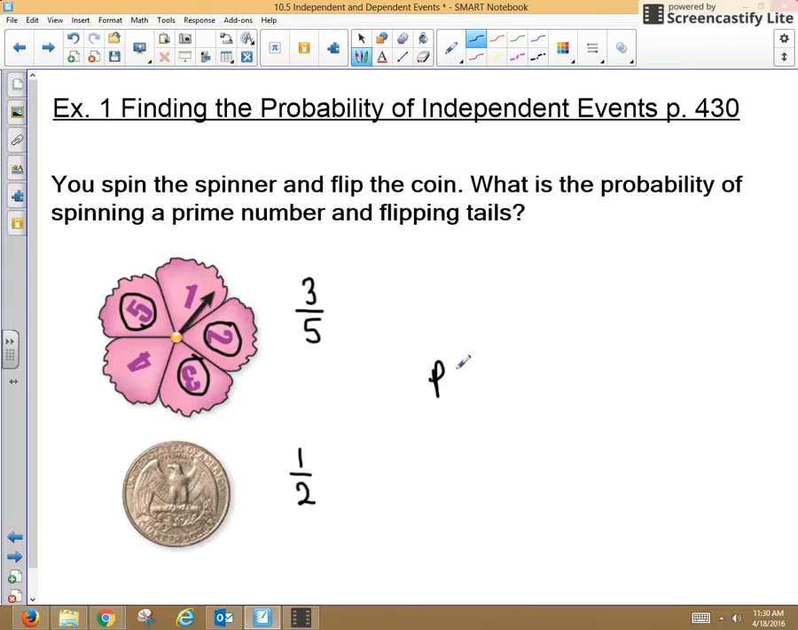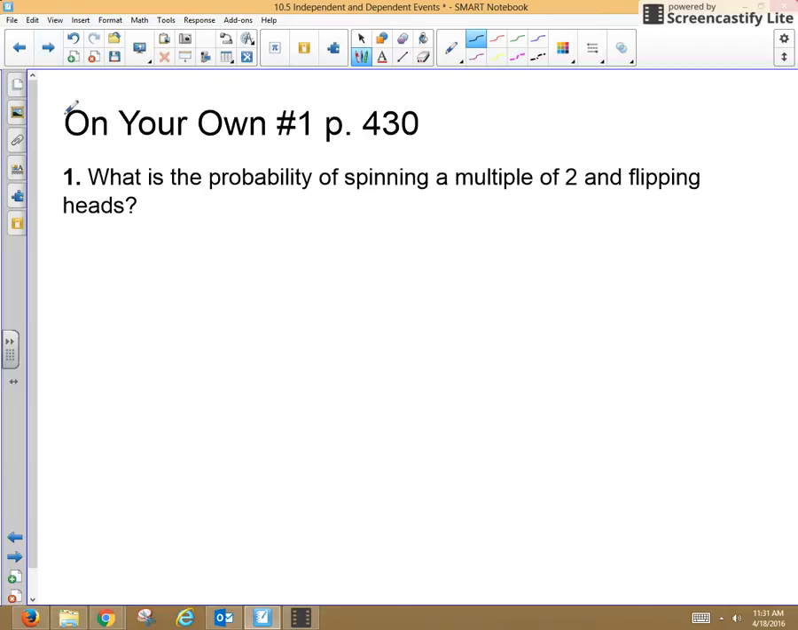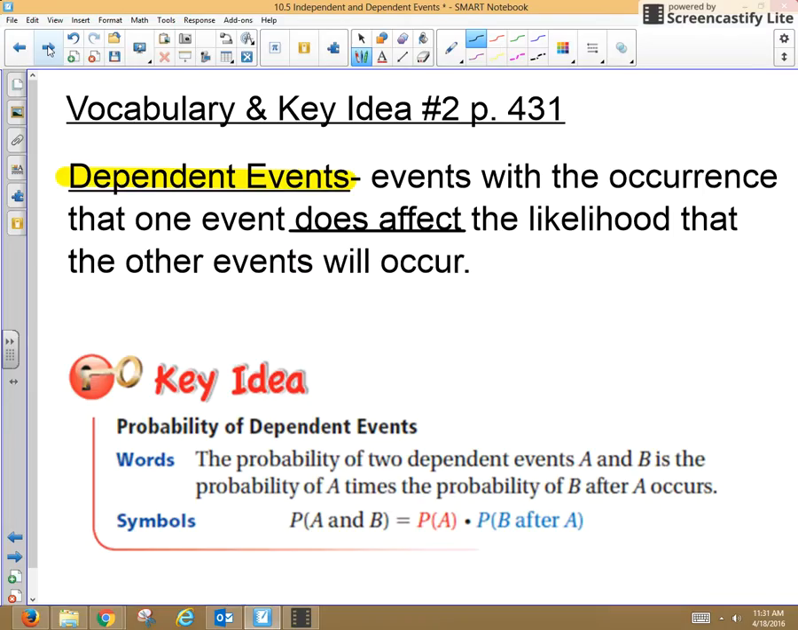So the probability of both events is where you multiply the fractions together. So you multiply 3/5 times 1/2. If you can cross simplify, go ahead and do so now. It looks like we cannot. So 3 times 1 is 3. 5 times 2 is 10. That's a 3 out of 10 chance, which is 30% chance of doing both events. Now I'd like you to try number 1 on your own. Find the probability of spinning a multiple of 2 and flipping heads.